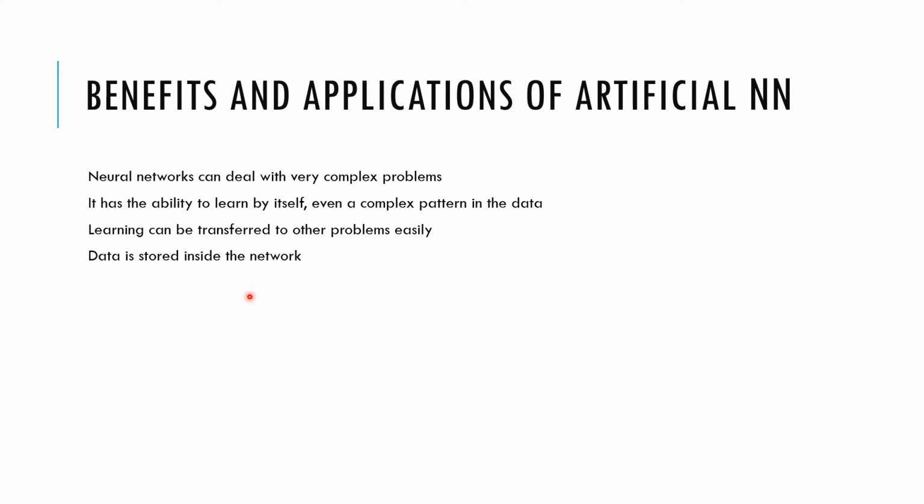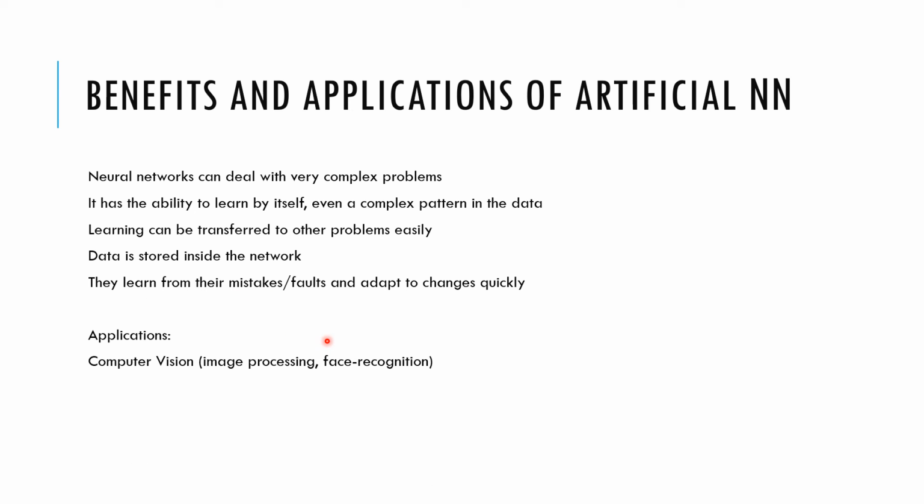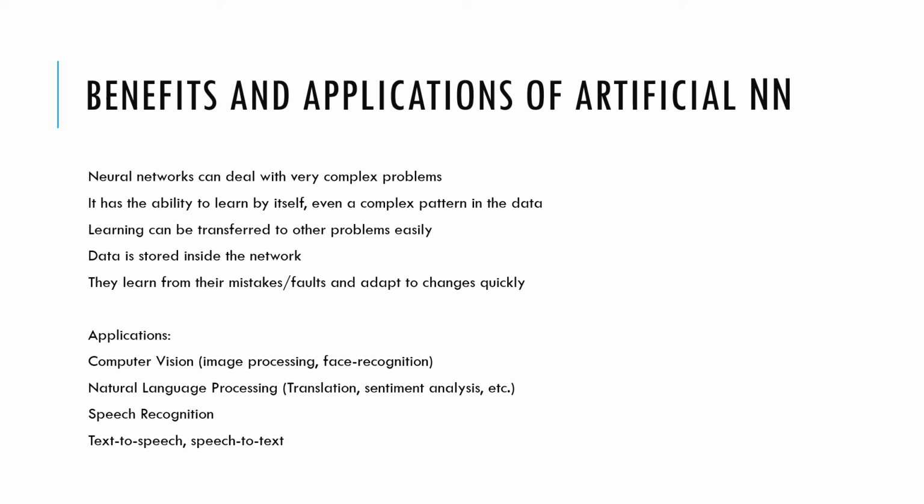Data is stored inside the network itself, so you don't need a big database. Again, if there is a loss of data, it can still work. They learn from mistakes and faults, and adapt to changes quickly. All neural networks have this ability. Then applications. As we saw, computer vision, image processing, face recognition, natural language processing, translation, sentiment analysis, etc. Then speech recognition, text to speech, speech to text. All these are examples.